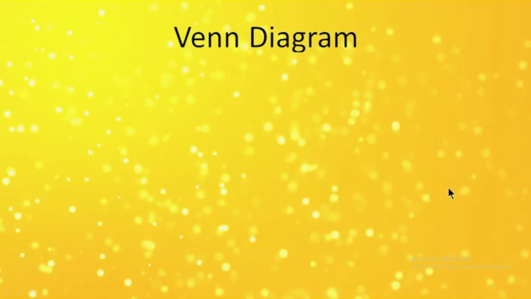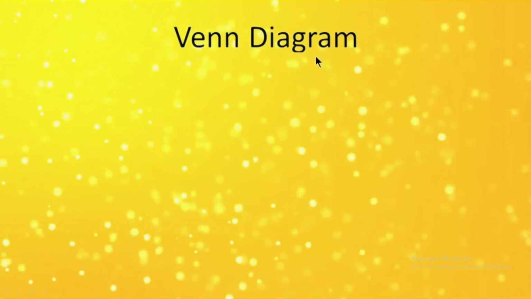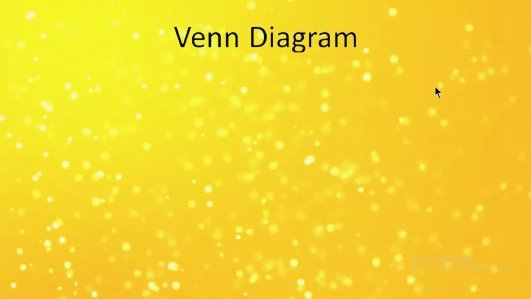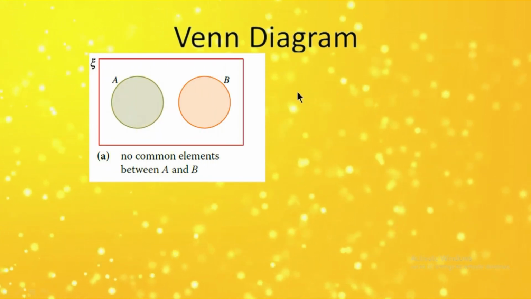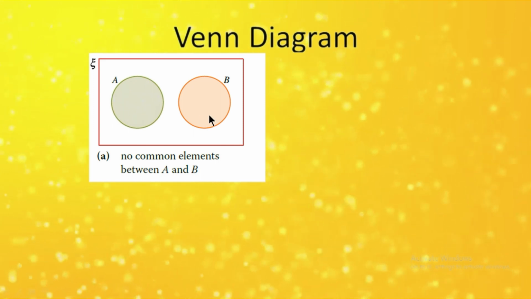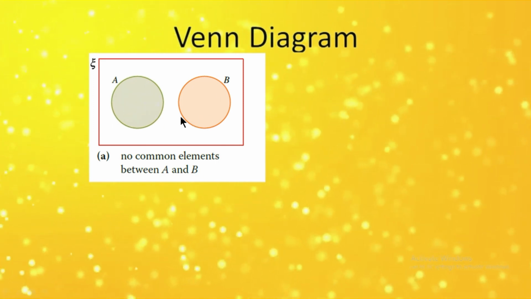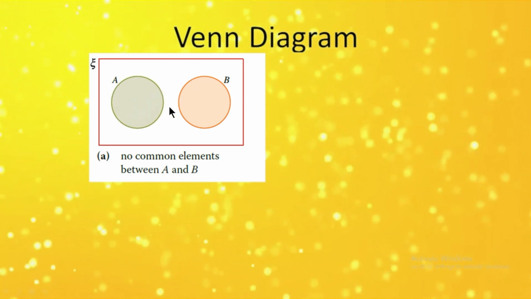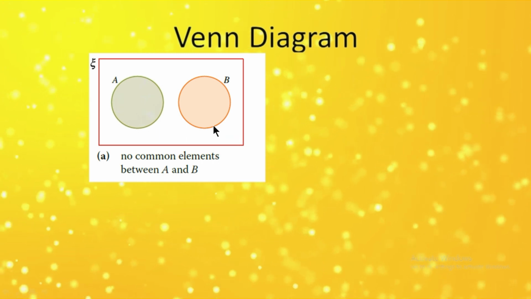We can represent two sets as a Venn diagram. There are three possibilities if we represent two sets in a Venn diagram. The first possibility is no common elements between A and B, between these two sets. As you can see here, this is set A and this is set B. They are separated. There is no common element between them.